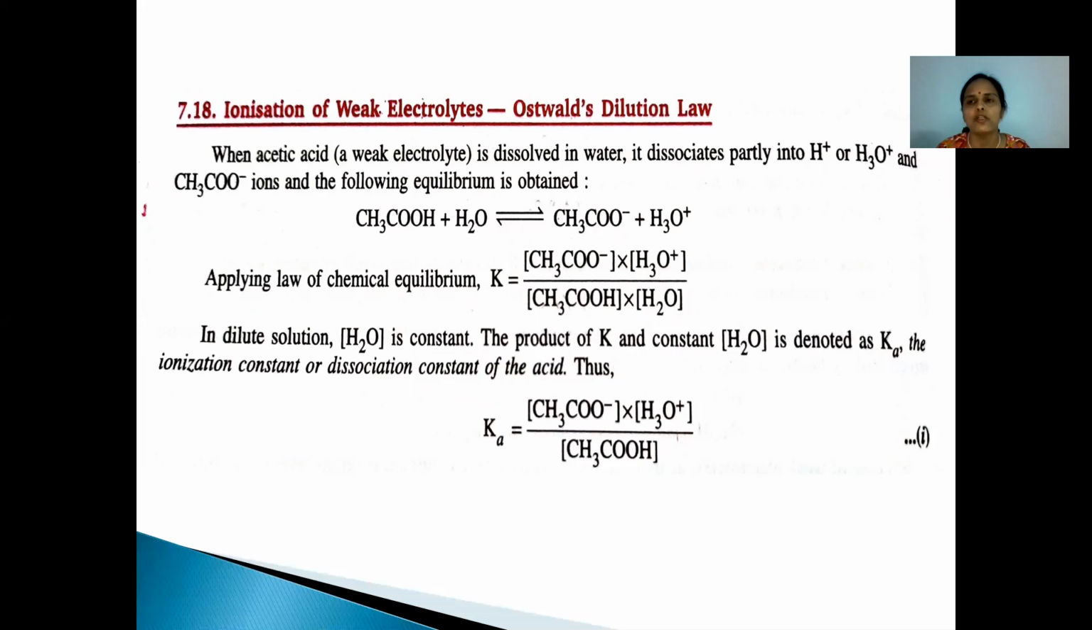In dilute solution, H2O is taken as constant as it is present in pure liquid state, and the product of K and H2O constant is denoted as Ka, that is called the ionization constant or dissociation constant of an acid. So Ka equals molar concentration of CH3COO- into molar concentration of H3O+ upon molar concentration of CH3COOH.